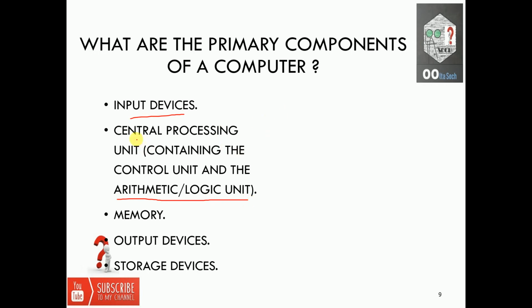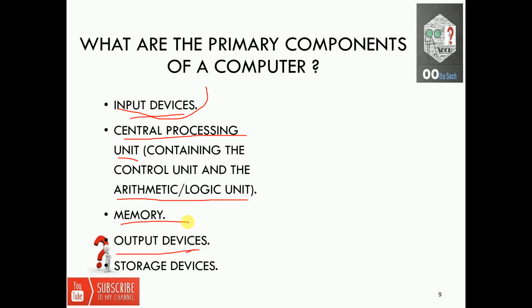This CPU, what it does is process the input data into output, through an output device. Then memory. A computer has memory. We have types of memory that we will learn, temporary and permanent memory. So again, output device: any device through which the computer gives us output.